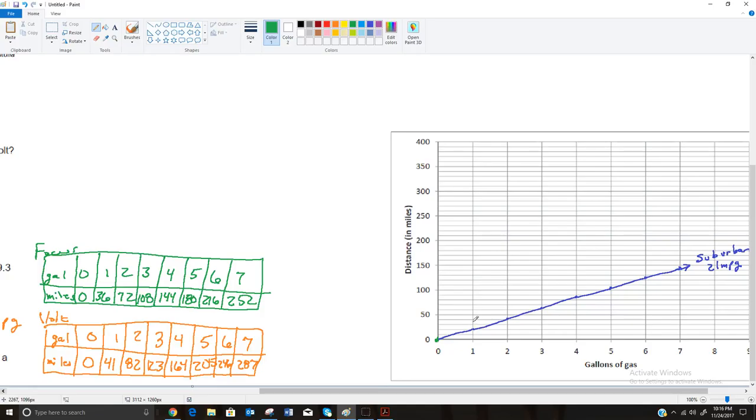1 would be 36 miles. 2 would be 72. 3 is 108, so 3 gallons gets us 108 miles. 4 gets us 144. 5 gets us 180. 6 gets us 216, so here's 200, 210. That would be 220, so it's a little bit below that. And then 7 gets us 252. And I'm going to try to connect these with a fairly straight line.